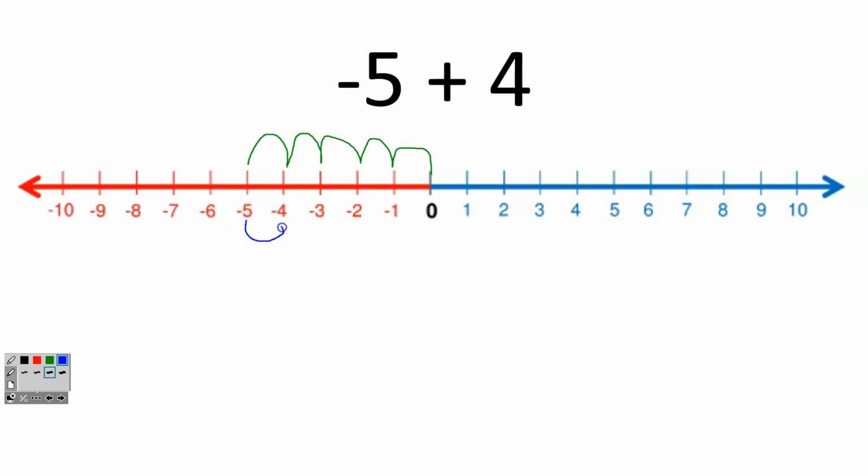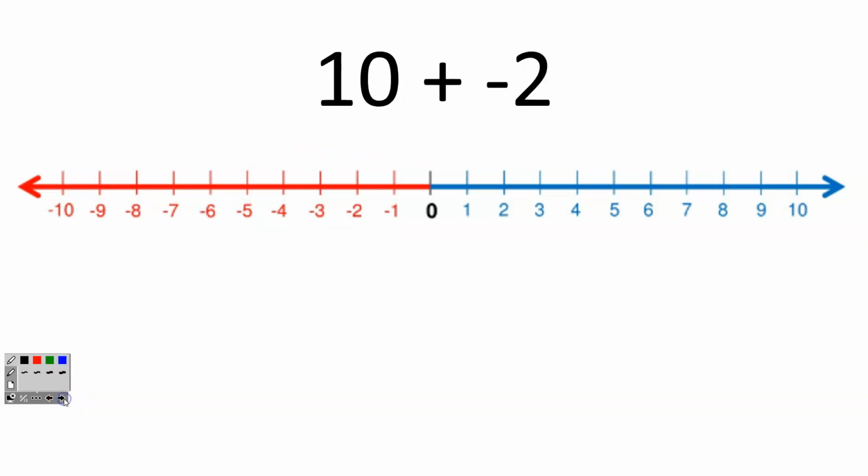So we're going to go 1, 2, 3, 4. There we go. So we ended up at a -1. To show your work for this kind of problem, notice how I jumped each number and jumped each number. That's what's kind of required for this unit. So my answer for this math problem would be a -1, because that's where I ended up.